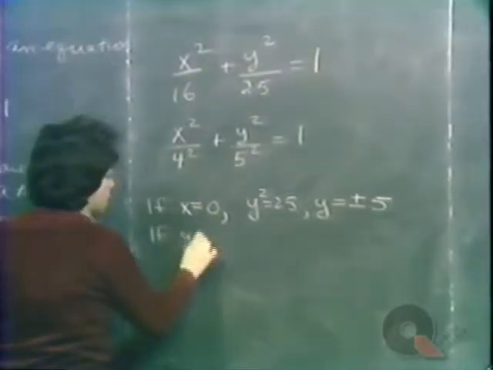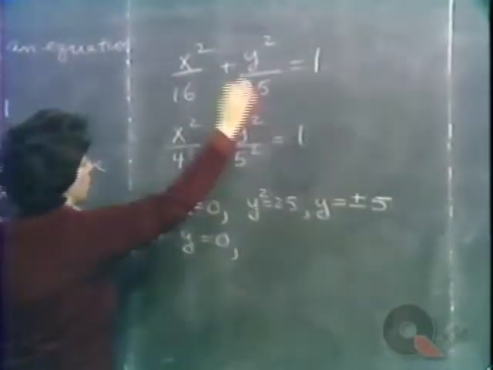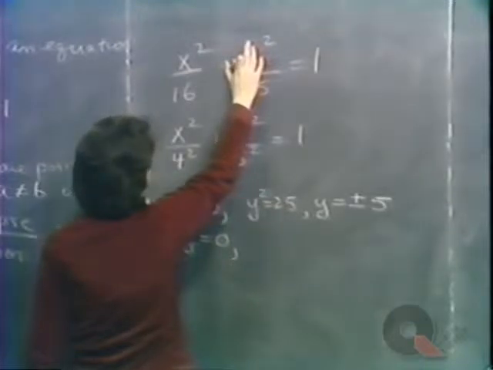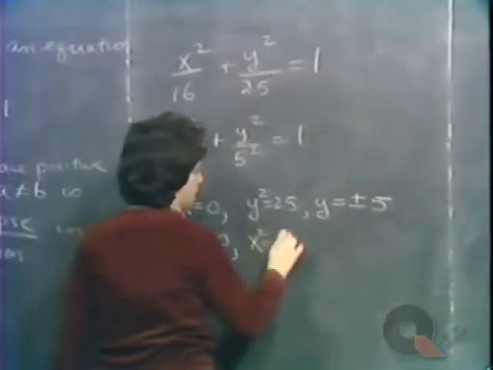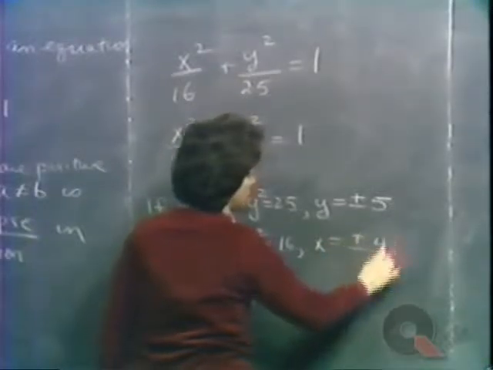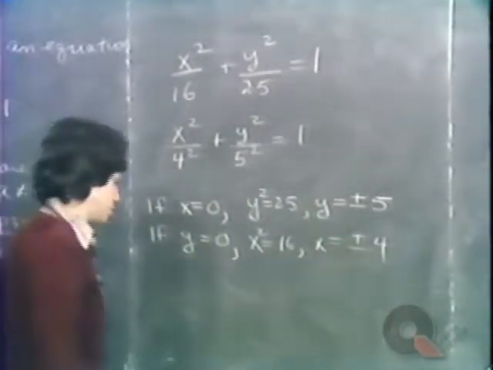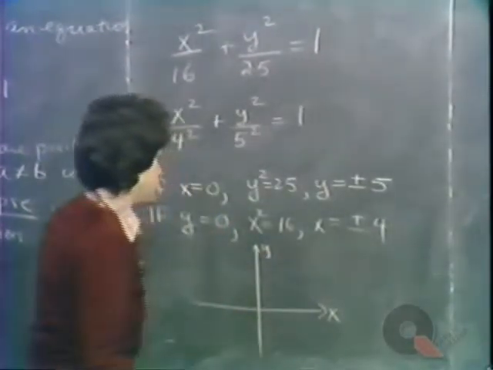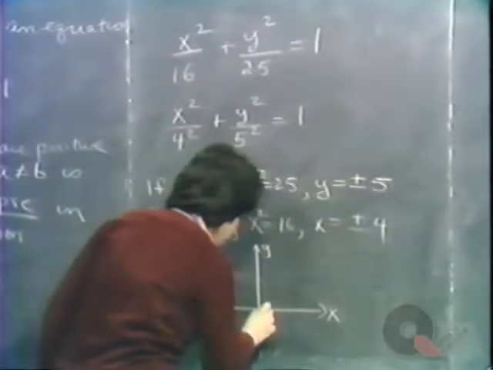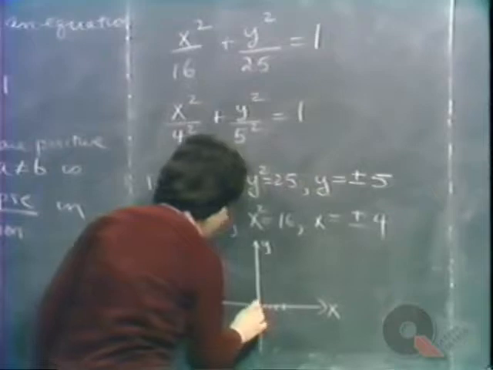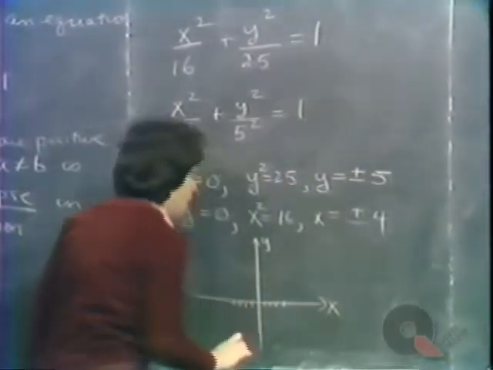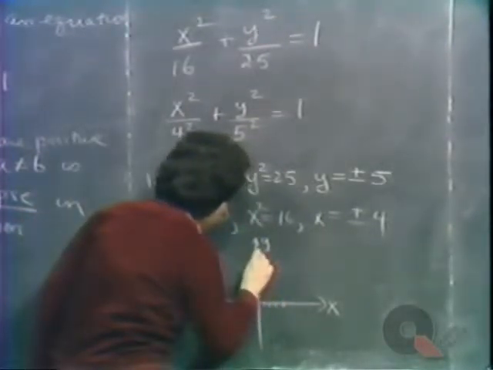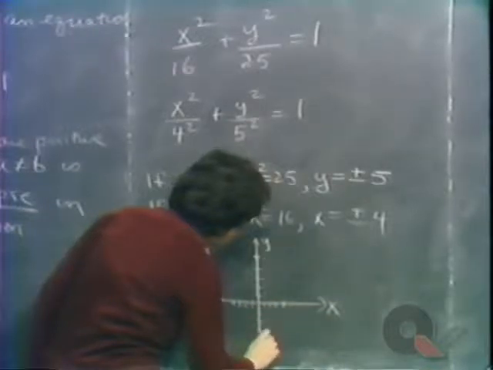And if y is equal to 0, trying to find the x-intercepts, this drops out. X squared over 16 equals 1. Multiplying both sides by 16, x squared equals 16. X is equal to plus or minus 4. So we have 2 x-intercepts and 2 y-intercepts. Let's mark them off. We have x-intercepts at (4, 0), (minus 4, 0), and the y-intercepts are 5 and minus 5, so go up 1, 2, 3, 4, 5, and down 1, 2, 3, 4, 5.